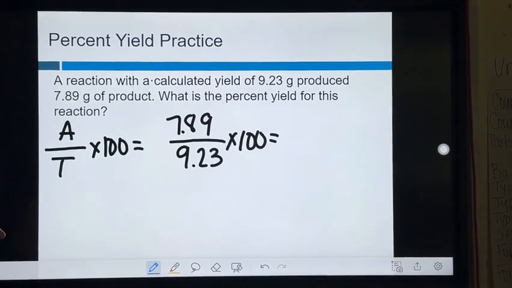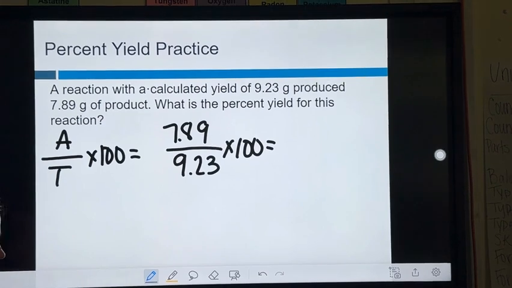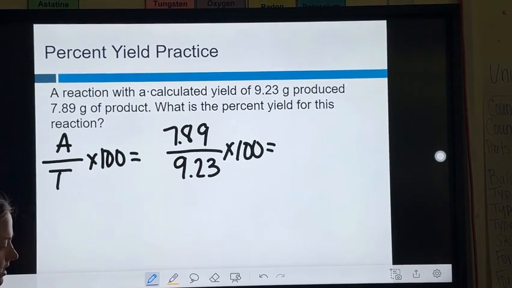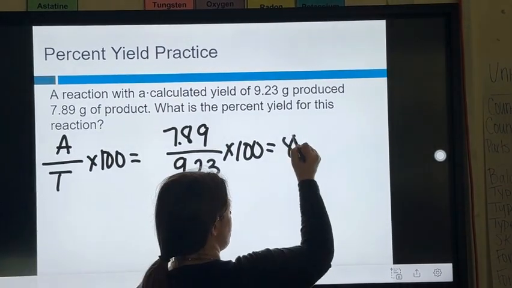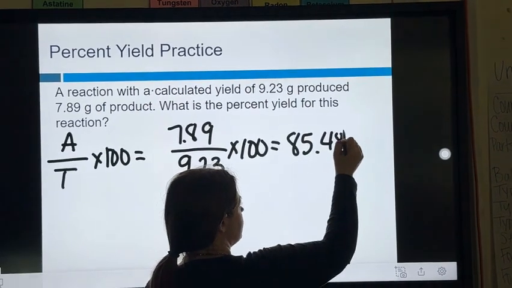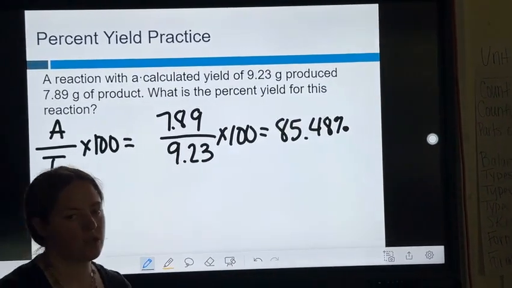So 7.89 divided by 9.23 times 100, and we get 85.48%, and that is how accurate you were for your lab.